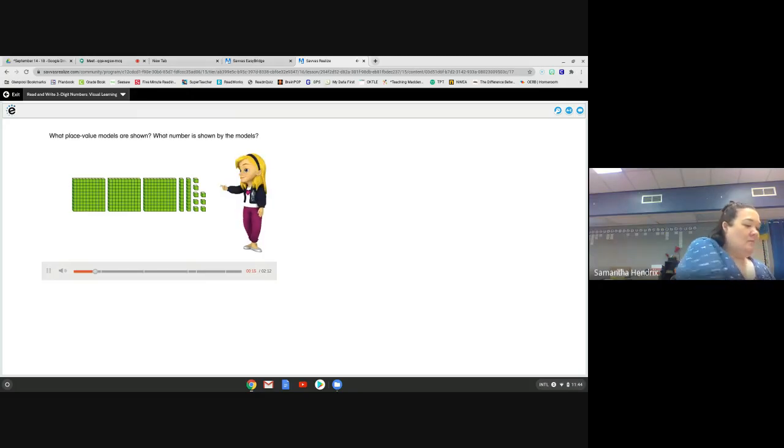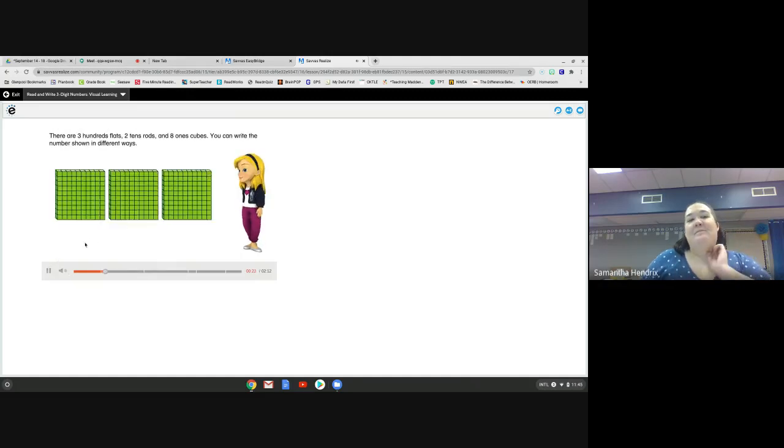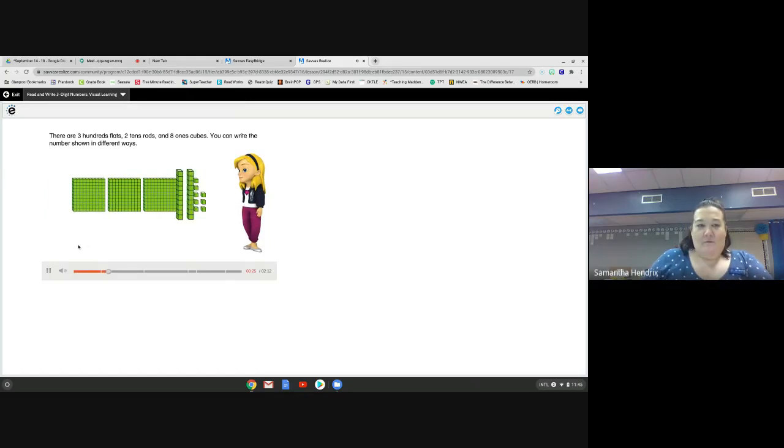What place value models are shown? What number is shown by the models? Think about that. What number is this? We have 1, 2, 300, 10, 20. So 320. 1, 2, 3, 4, 5, 6, 7, 8. There are 3 hundreds flats, 2 tens rods, and 8 ones cubes.